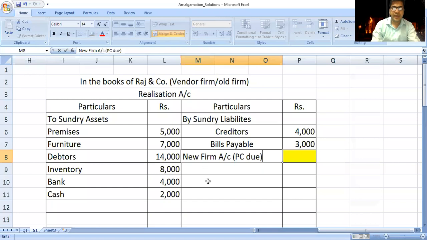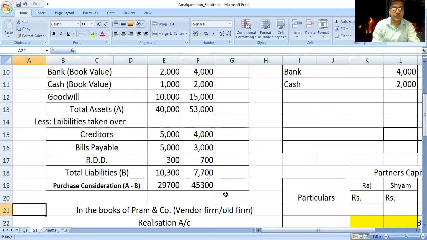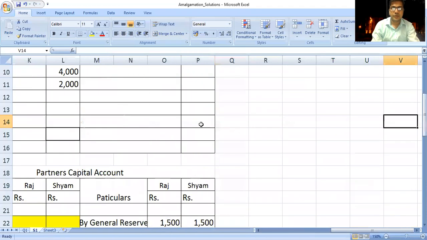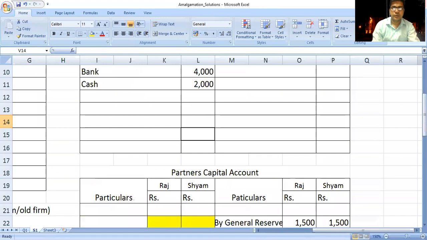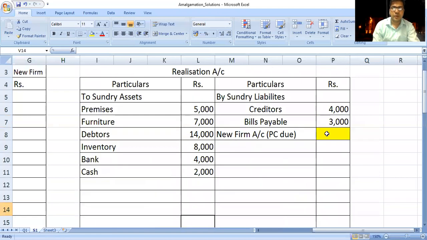Now we already calculated the purchase consideration value. You see that the purchase consideration of the Rajan company is 45,300. So this 45,300 we have to record in the books of the realization account, credit side, new firm account, and we have to put the value 45,300 as a purchase consideration due.